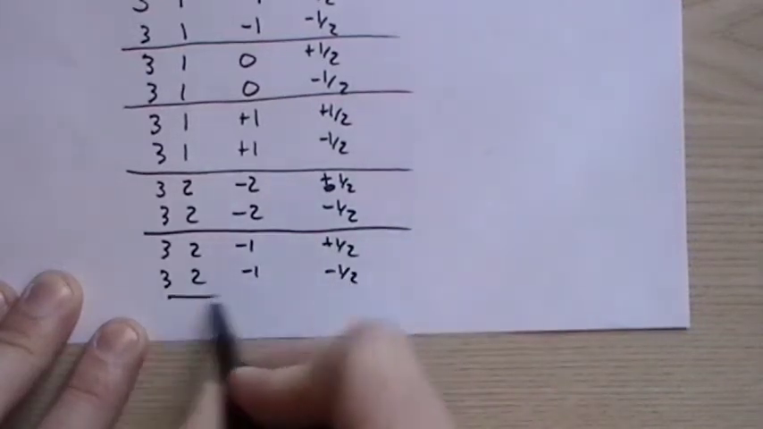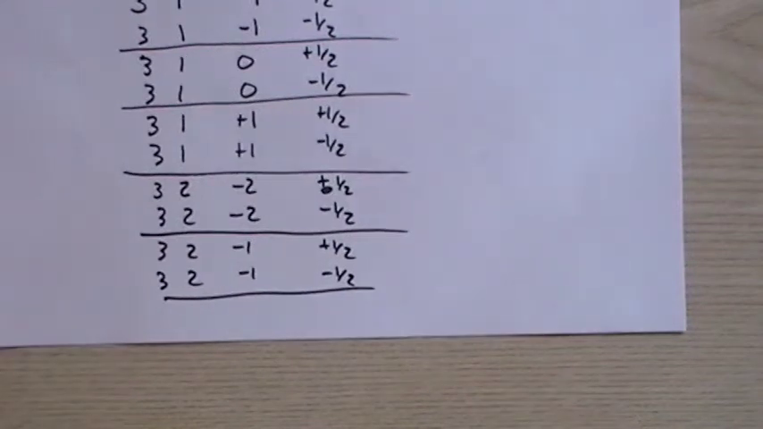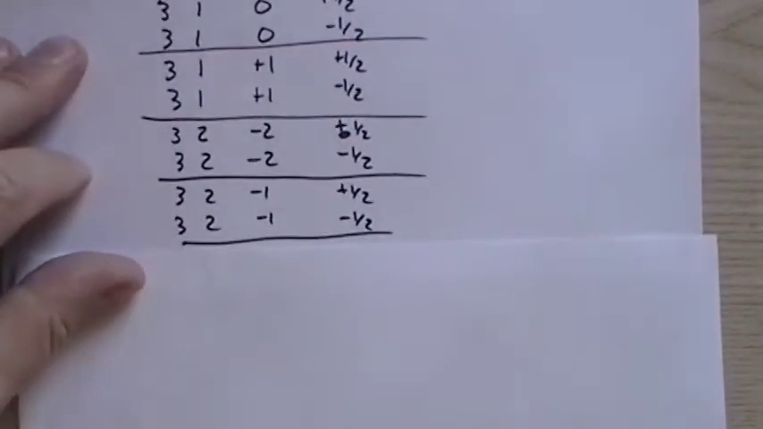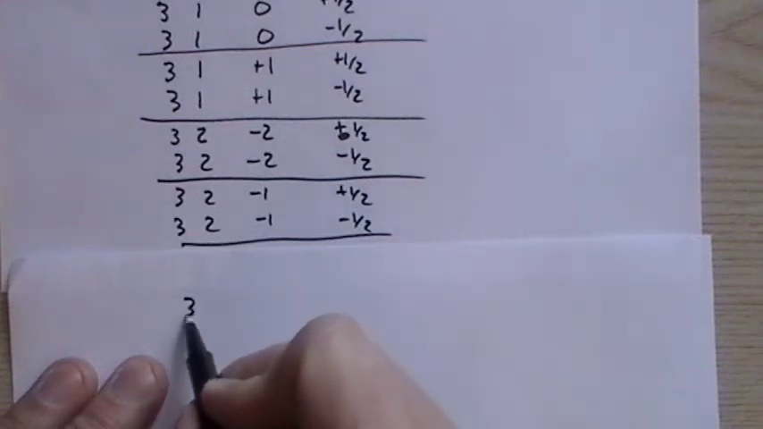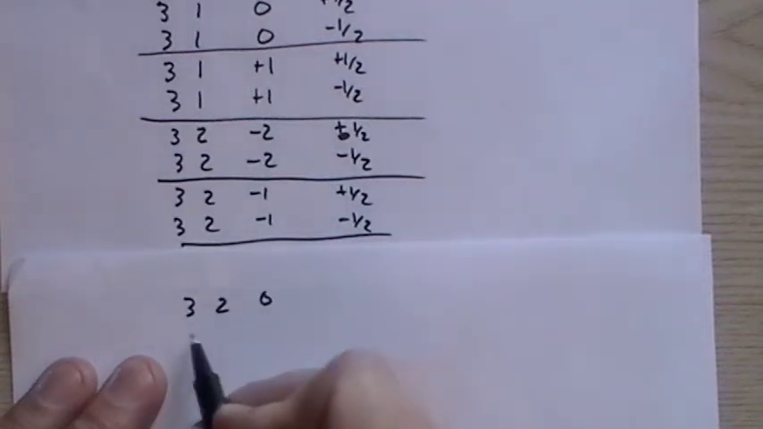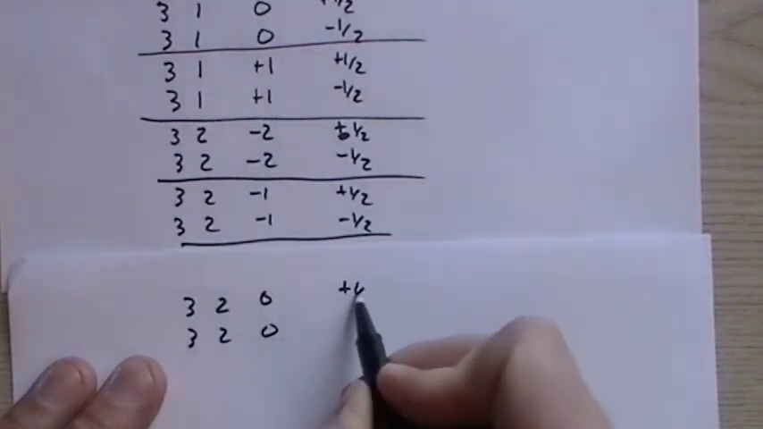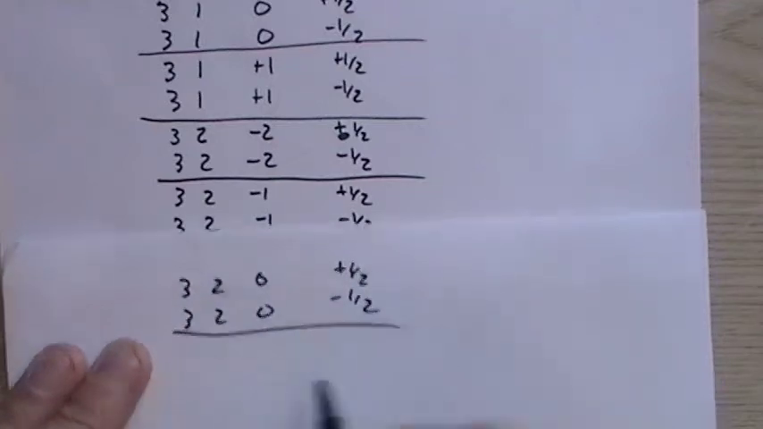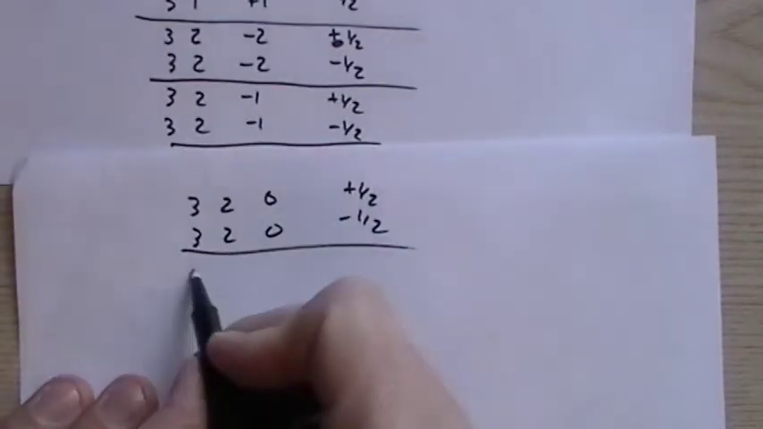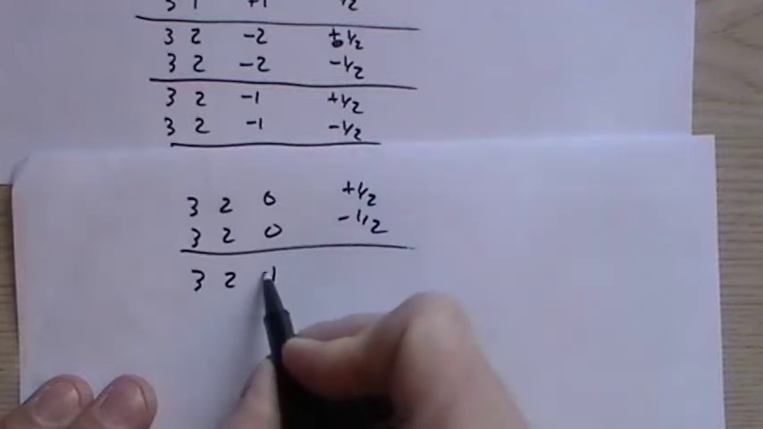Minus 1/2. And I'll just grab a piece of paper here to continue on. Then we can have 3, 2, 0, plus 1/2, minus 1/2. Then we can have 3, 2, and 1, plus 1.